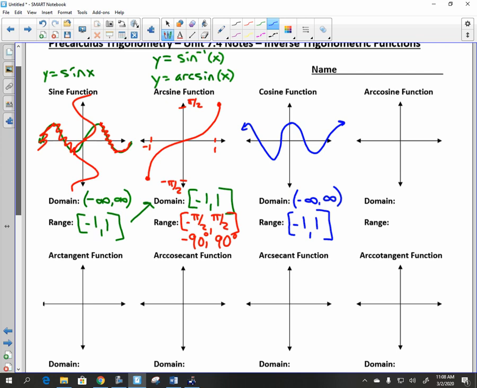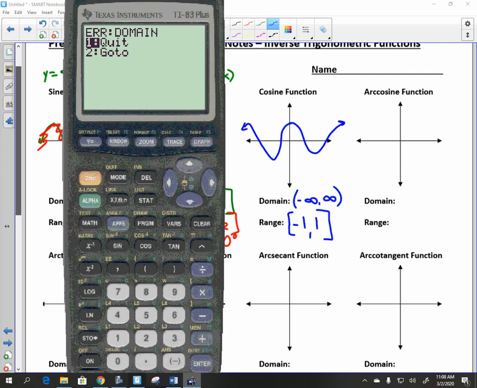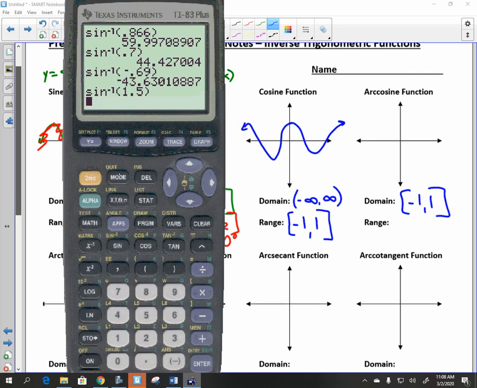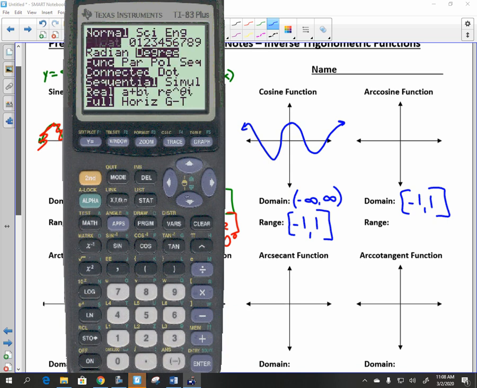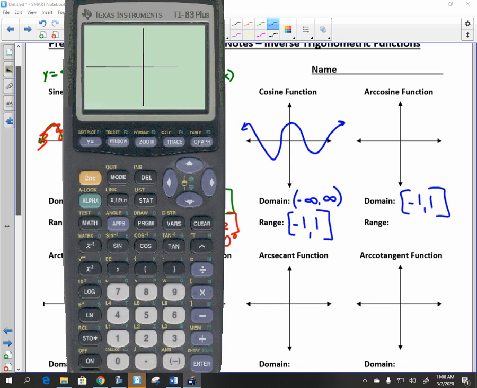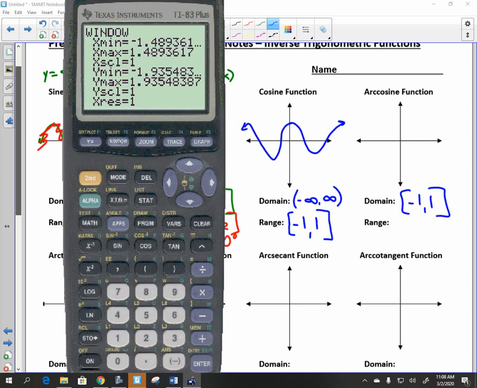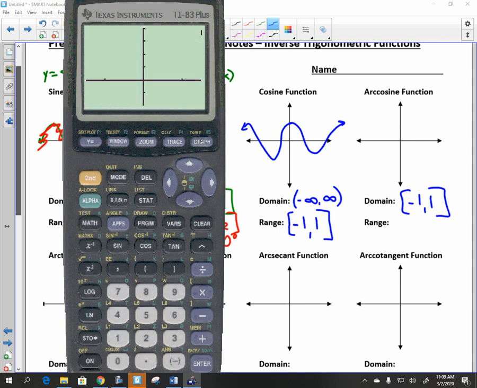So arc cosine, its domain is also going to be negative 1 to 1, but its range, if I just check this out again, I'll go second arc cosine. And then mode, we go back down into radians, I press graph, and we'll see what we get. I kind of have to go a little bit higher, don't I? Yeah, if I go into my window and I take my y max instead of 1.9, I'm going to go up to say 4. I'll try that again.